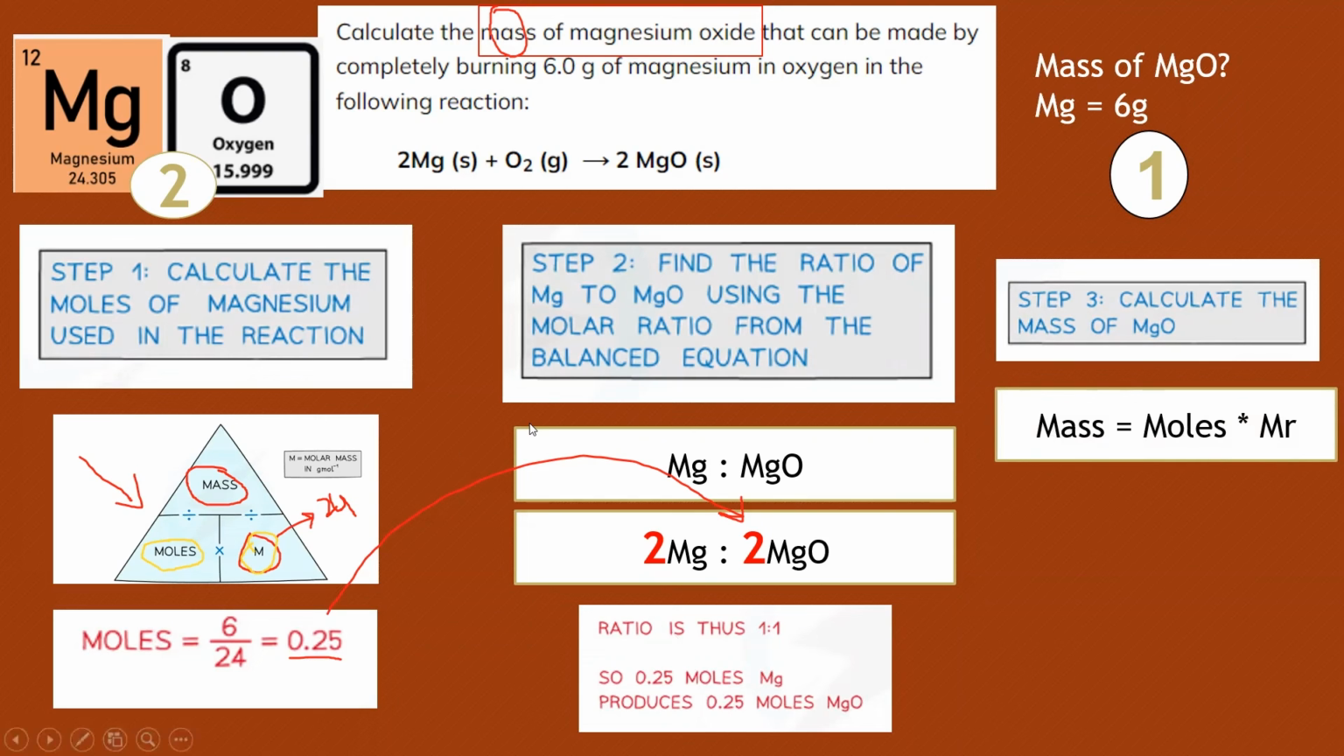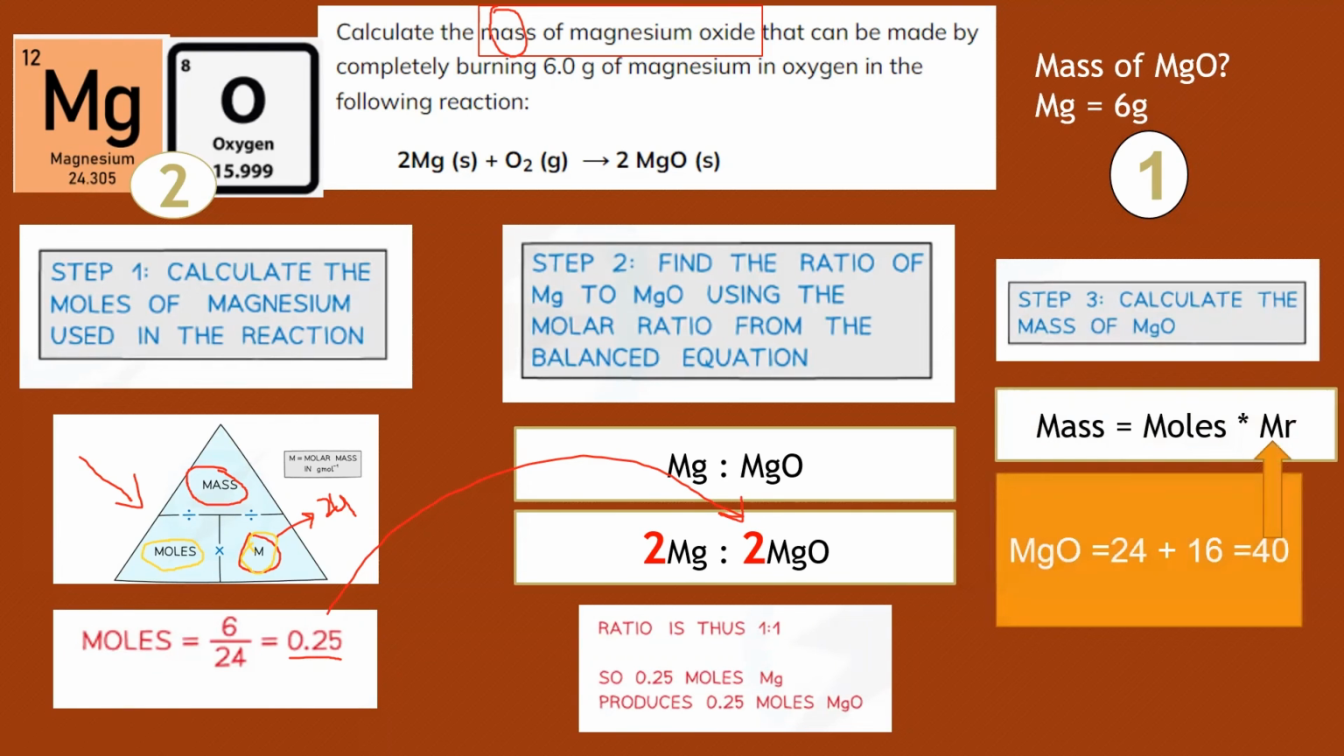So to calculate the Mr of magnesium oxide, we have magnesium molar mass as 24 and oxygen as 16. Adding them together, we will have 40. So we got the 40. The last step that we are going to do is multiply the moles by Mr. So it will be 0.25 times 40 and the answer which we will get is 10 grams.